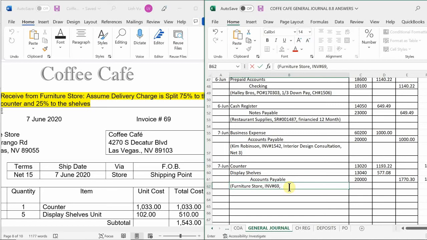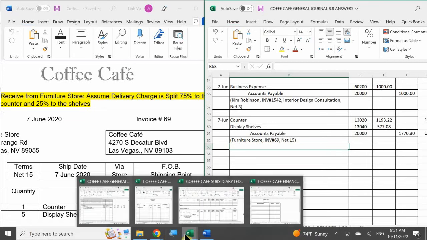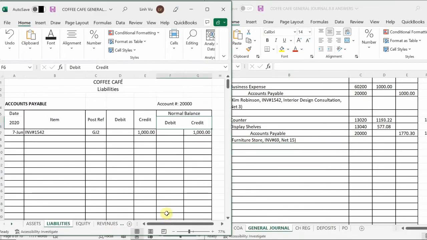You don't need to say that you bought a counter and display shelves, right? Because it's obvious you already journalized it in the respective accounts. So other things that you want to put in here is going to be a due date. When is it going to be due? So in this case, they gave us net 30, net 15. Okay. All right. So now let's go ahead and plug it into my ledger. Okay. So I acquired a counter.